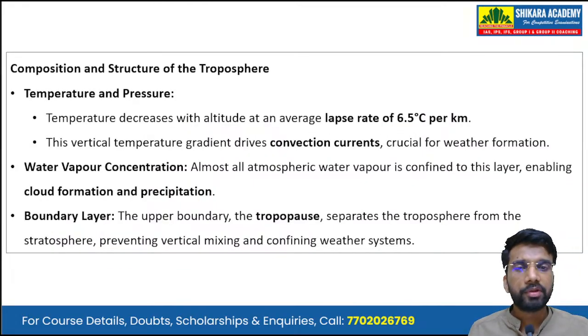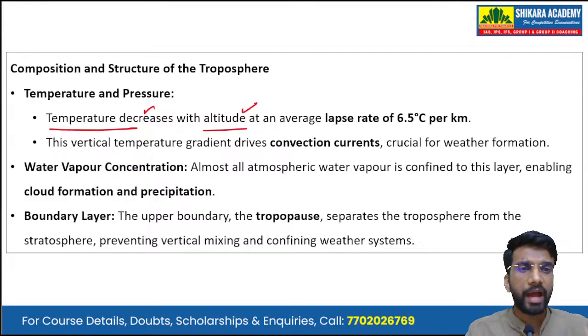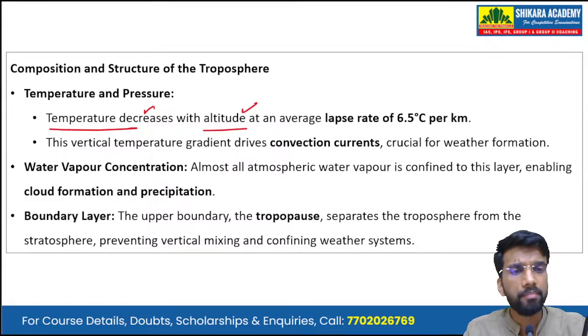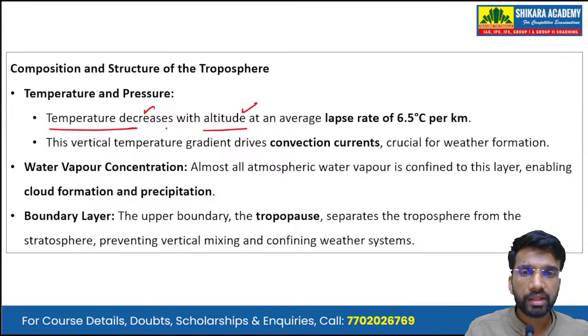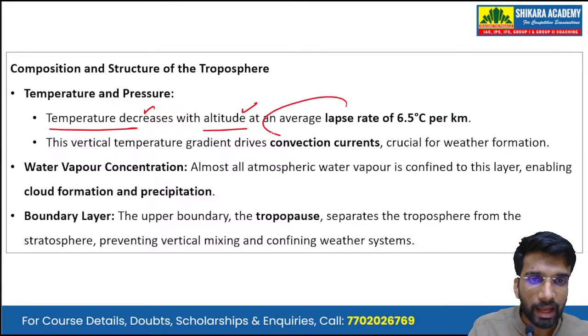Then we have to discuss the composition and structure of the troposphere. So, temperature and pressure. The temperature decreases with altitude. As we go from bottom to top along the troposphere, there is a decrease in temperature, and the rate by which temperature decreases is known as the average lapse rate.